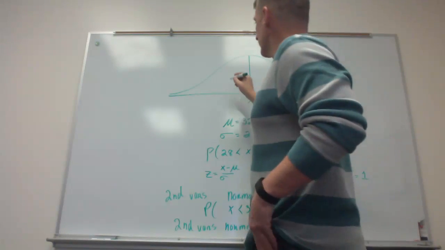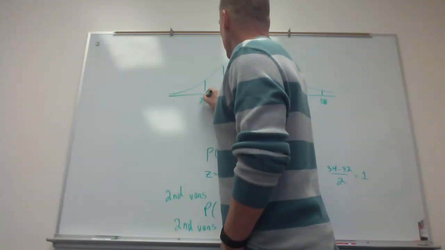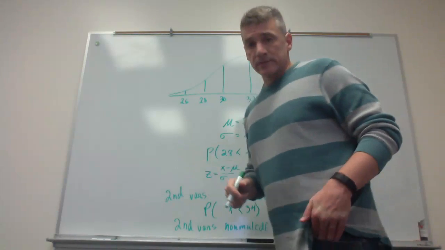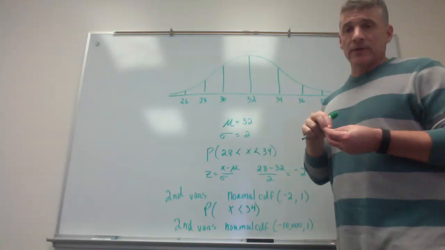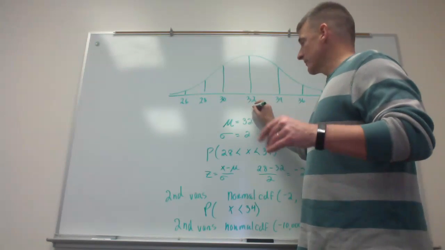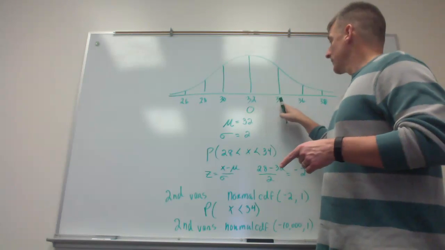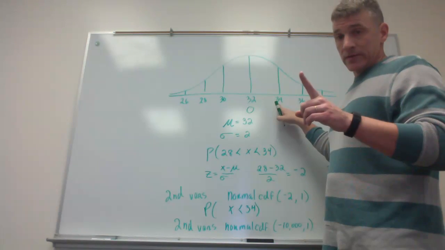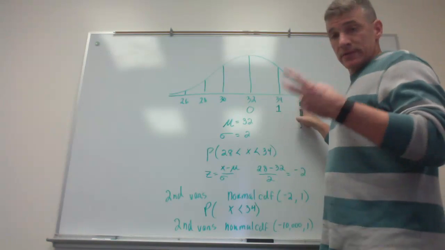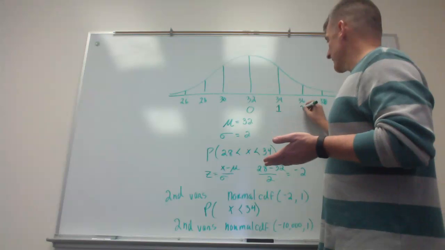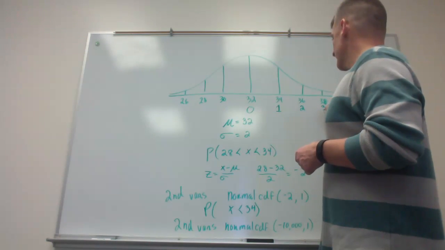It just keeps going. Then you're at 30. Then you're at 28, then you're at 26. The mean is 0 standard deviations away from the mean. I know that's goofy to say, but that's why its z-score is 0. 34 is 1 standard deviation away, so its z-score is 1. 36 is 2 standard deviations away, so its z-score is 2. 38 is 3 standard deviations away, so its z-score is 3.